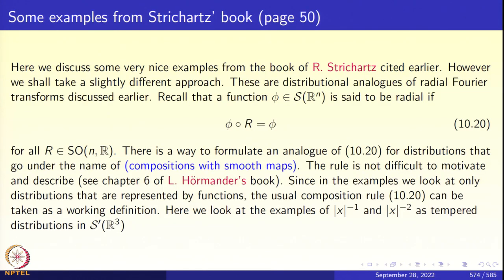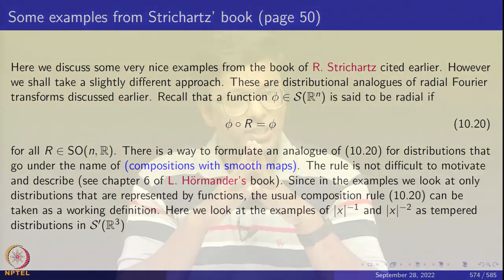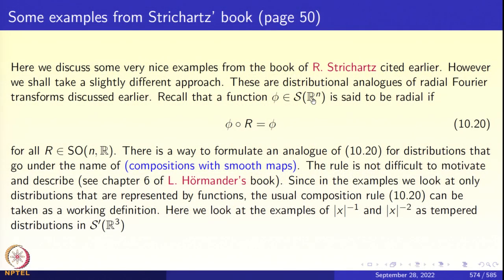There are many other exercises, and here I am going to take a couple from Strichartz's book, and this is a very nice exercise that you see on page 50. Before we take it up, we must know what radial functions and radial distributions are. In chapter 4, towards the very end, we talked about functions which are radial, and we proved that the Fourier transform is also radial, but this was in the context of the Schwartz space. Now we want to do the same thing for a distribution.